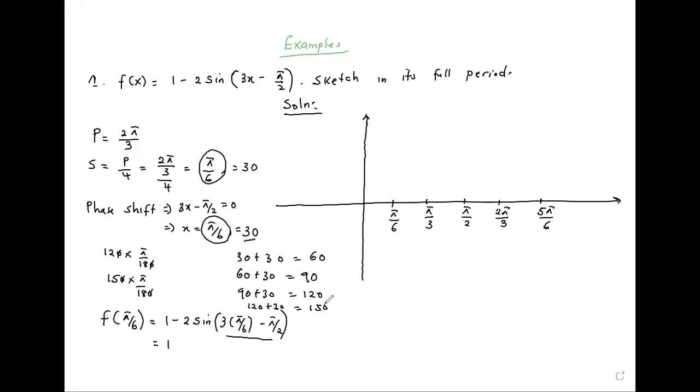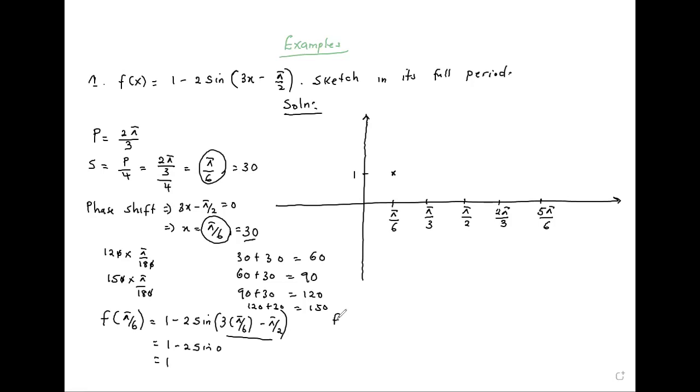So now, after getting those angles, we need to calculate the y values corresponding to these angles. We start with pi over 6, the first number that we have there. So for pi over 6, we'll have 1 minus 2 sine 0. Sine 0 is 0. So we just get 1. So we have pi over 6, comma 1. We have the point there.